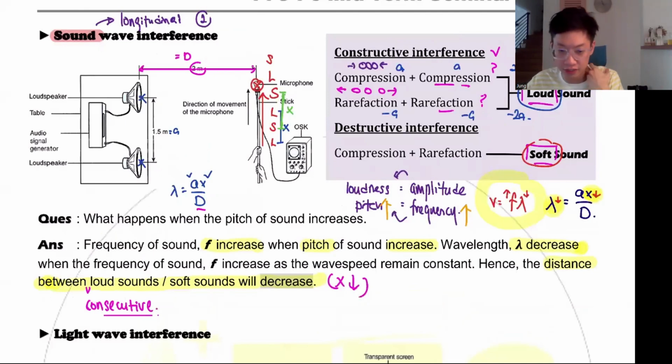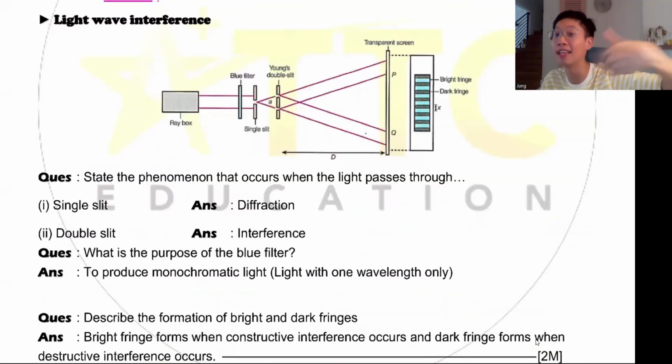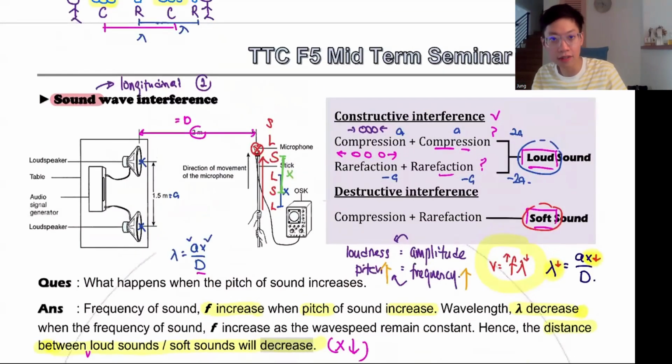Now for light wave interference, before I continue, I'm just curious. For those people who are attending my class for the first time today, may I know what school you are from? Let's say Shakira, your first time, right? Which school are you from? SMKKK. All right, cool. Which means Kota Kemuning, right? I assume KK.